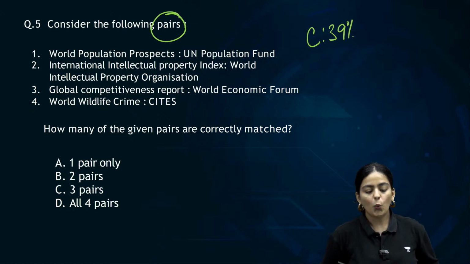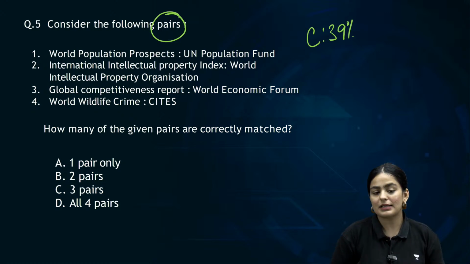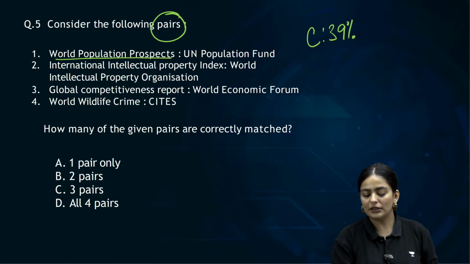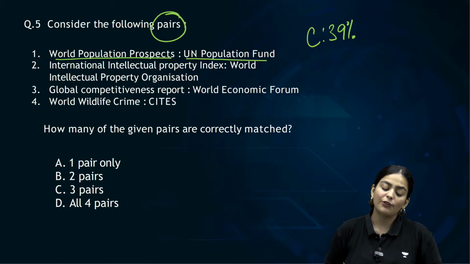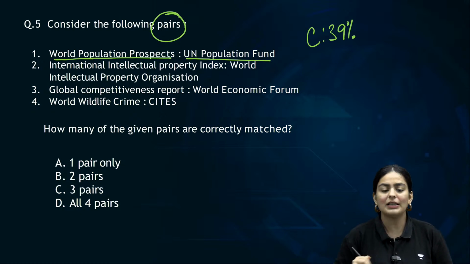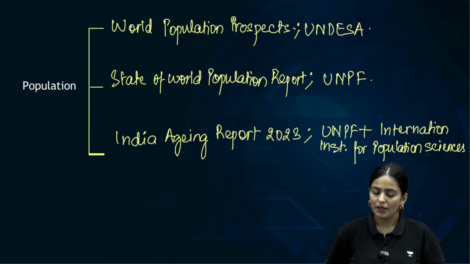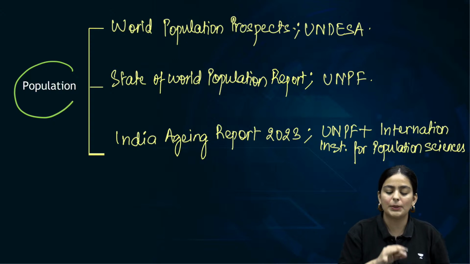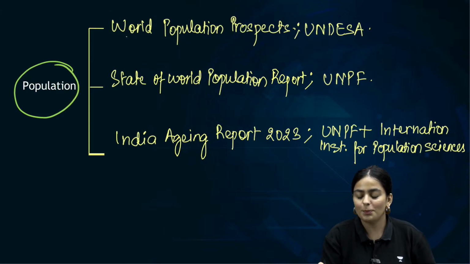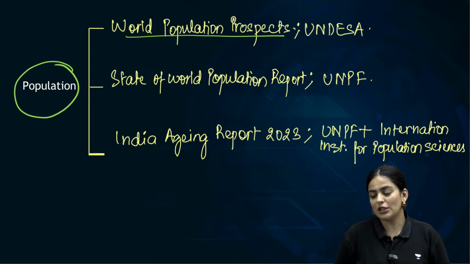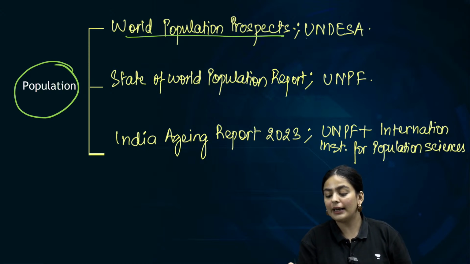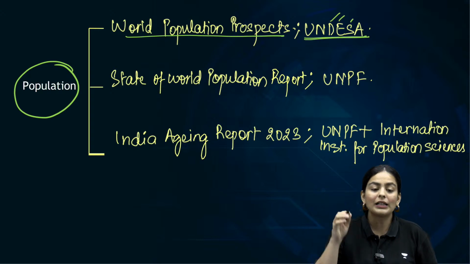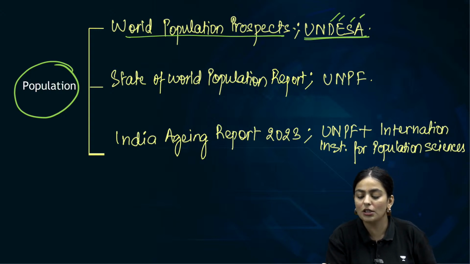The first is World Population Prospects, and the fund written in front is UN Population Fund. Is this correct? I have put all reports when it comes to population, at least the main reports, together. The World Population Prospects is not by UN Population Fund, but it is by UNDESA, the UN Department of Economic and Social Affairs.